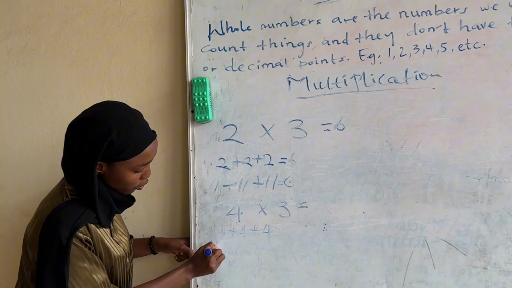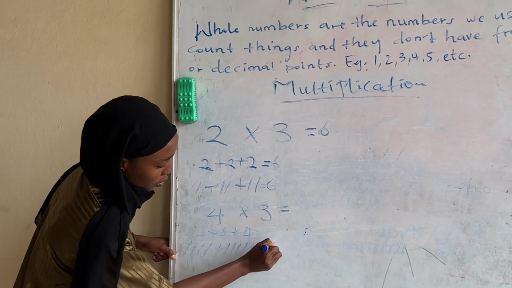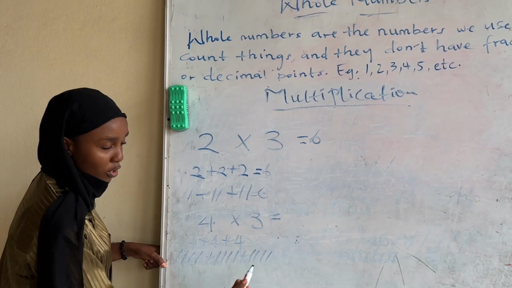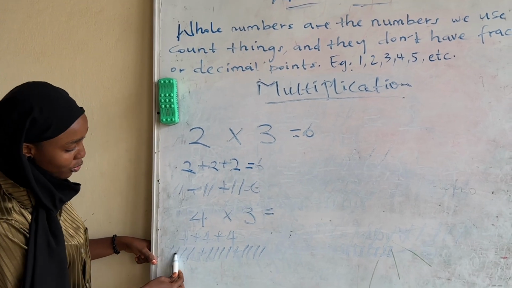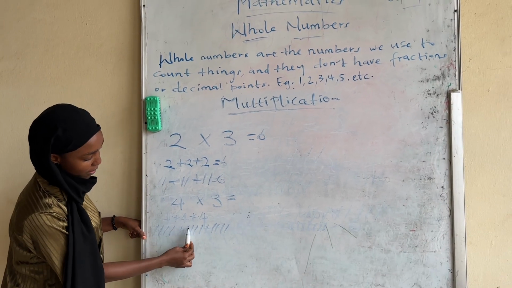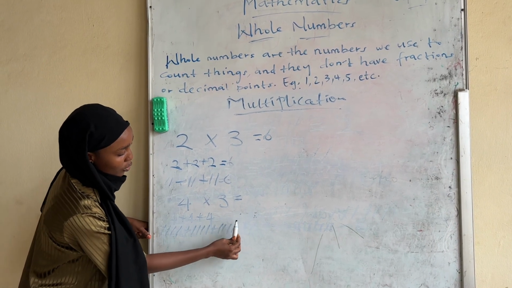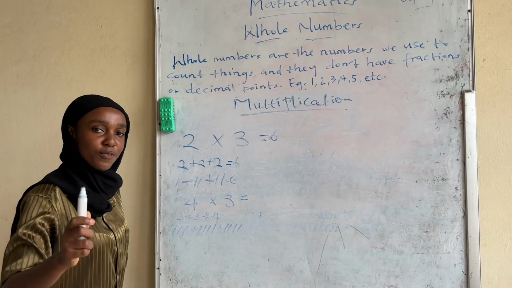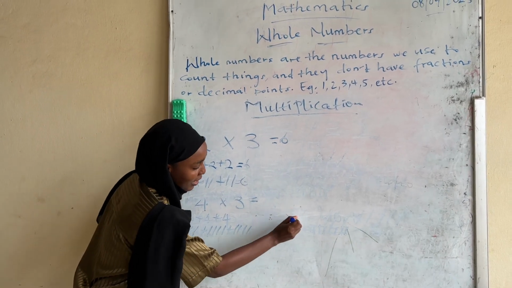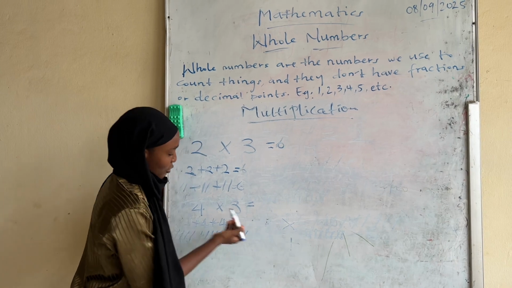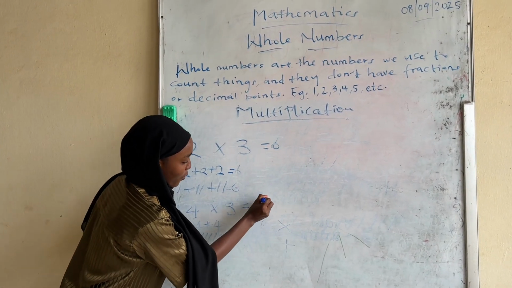You do 4 strokes plus 4 strokes plus 4 strokes. And if you count these strokes, you will arrive at 12. Let's count together. 1, 2, 3, 4, 5, 6, 7, 8, 9, 10, 11, 12. Remember I said the difference between multiplication and addition is the times and the plus. So your answer to 4 times 3 is 12.